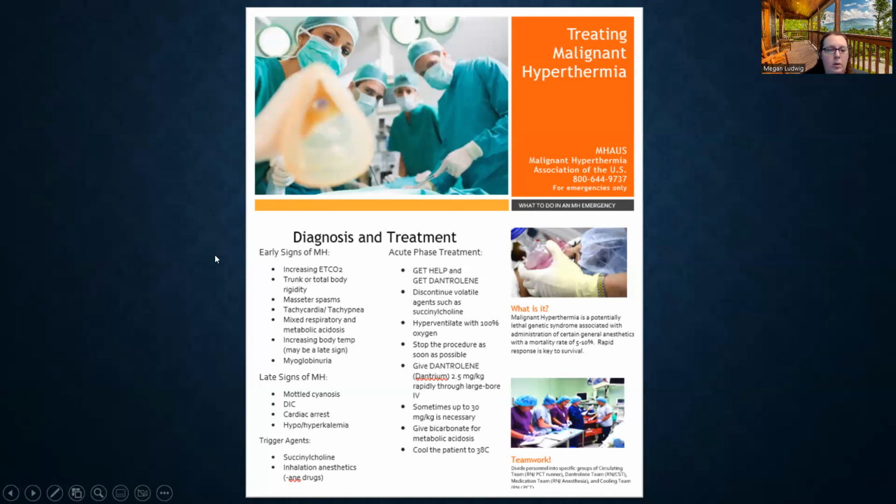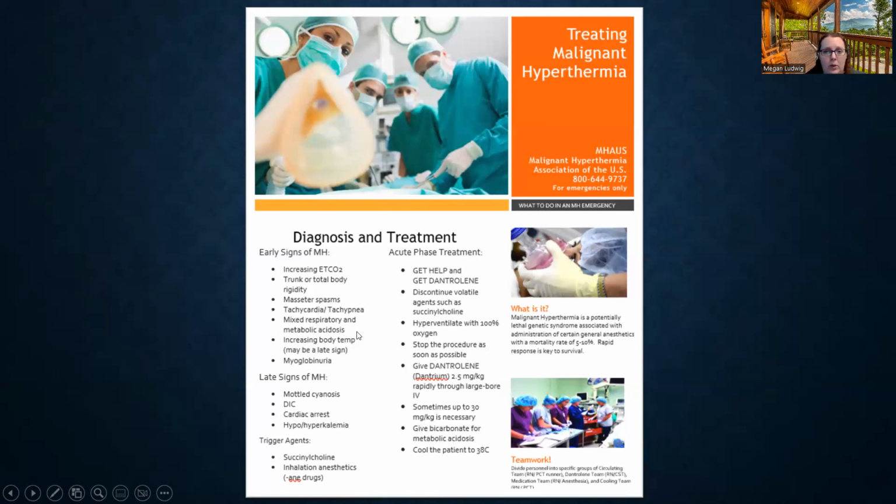So there are very different early and late signs of MH. Some of these happen very quickly. Some of these might take 15 minutes-ish or so. Trunk or muscle rigidity, especially in the masseter, the jaw here. Tachycardia and tachypnea. So like I said before, the body's going to try to breathe the CO2 off very quickly. That's tachypnea, rapid breathing and rapid heart rate. Your body's trying to compensate for that.